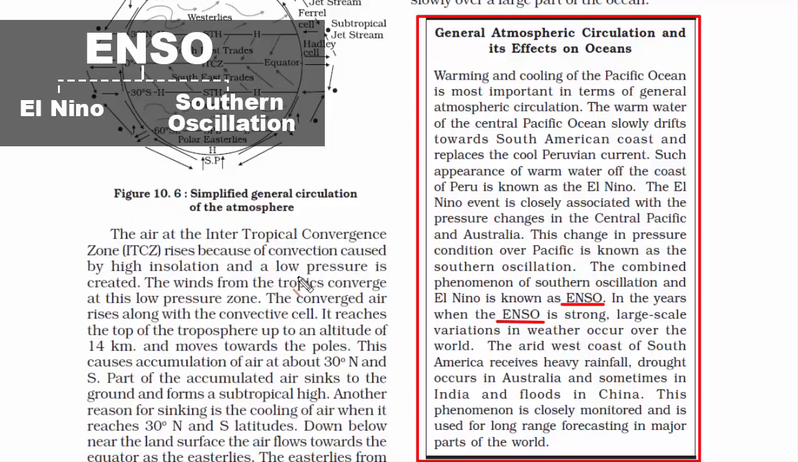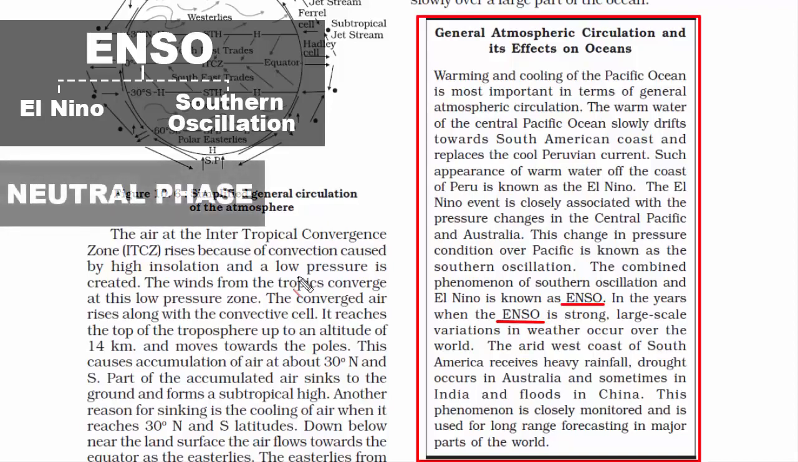So far we have learned what and where ENSO takes place. Now it's time to know how it all happens. To understand how ENSO occurs, we will need to break it into 3 phases. That's how it will make sense, and step by step the concept will get clearer. The first phase is neutral phase.